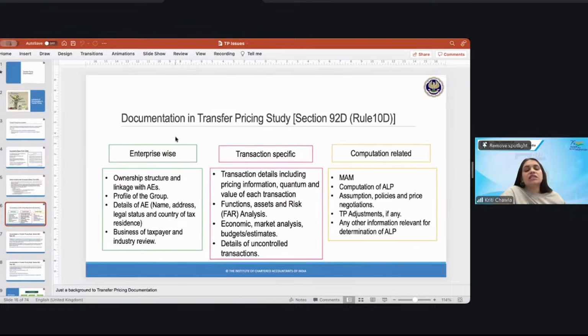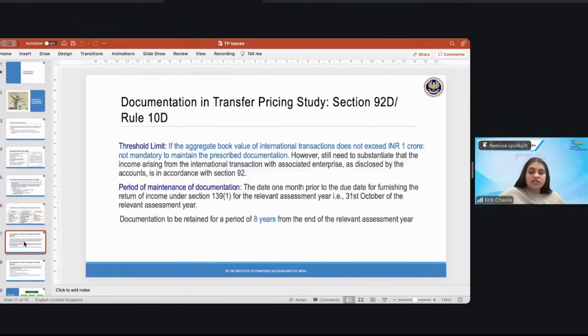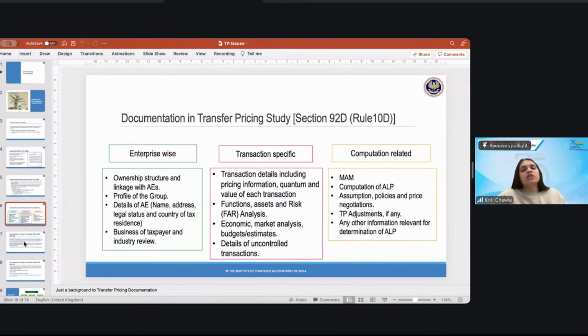This is the next thing that you'll have to do if transfer pricing provisions are applicable. The next thing will be Section 92D, which is documentation in the transfer pricing study report. Now, if there is international transaction, if there is specified domestic transaction, this is the report that you'll have to maintain. I will be talking about the provisions in a detailed manner today. We'll just read through these two slides also today. But this is what the TP study really contains.